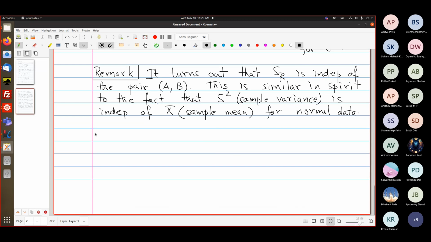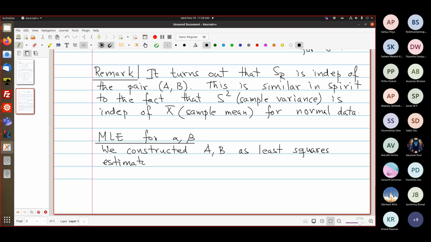So let us now talk about the maximum likelihood estimators. So MLE for alpha. So we constructed A and B as least squares estimators for alpha and beta, respectively, right?